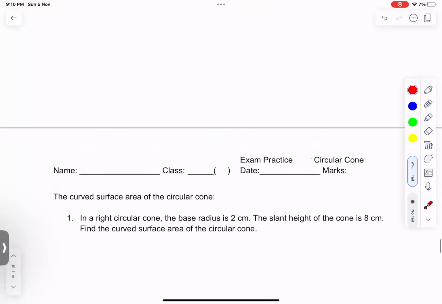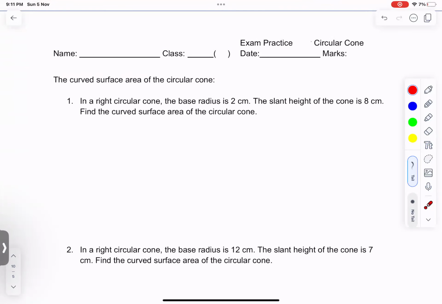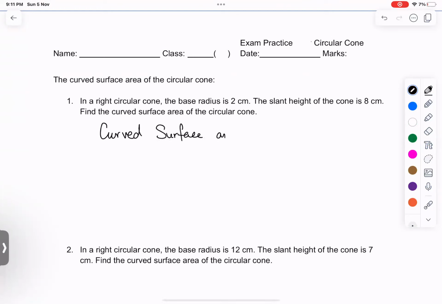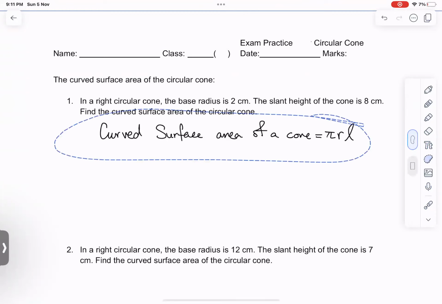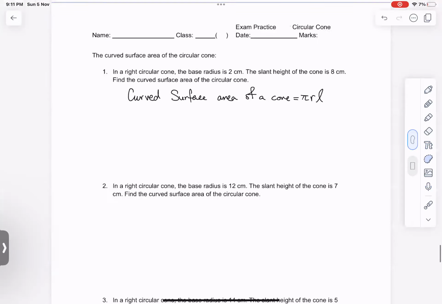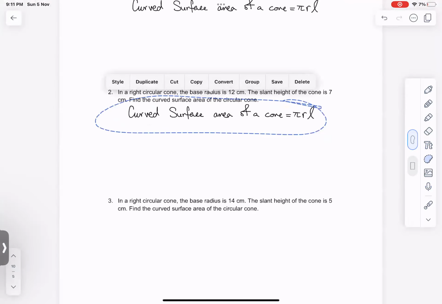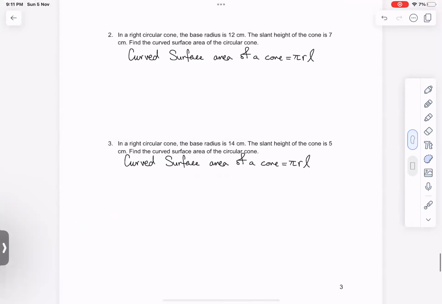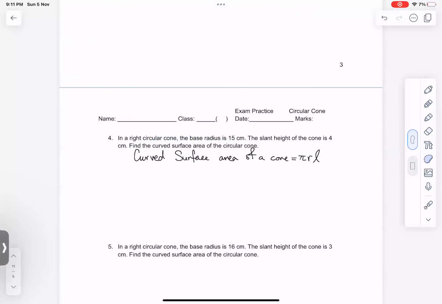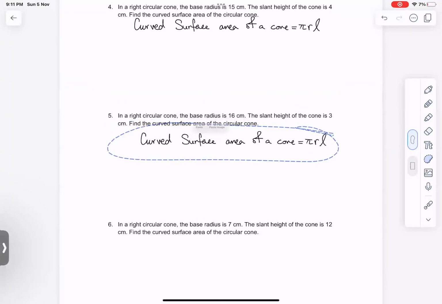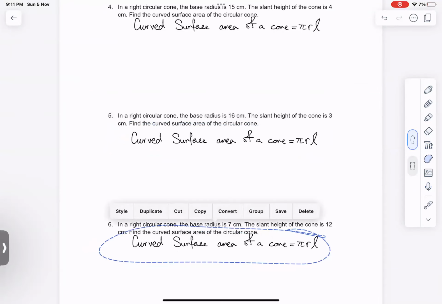Of course, practice makes perfect. We do questions, then we will know it. So, curved surface area of a cone is pi r L. L is the slant height, r is the radius. And because the next few questions are asking the same thing, let me just write, copy, paste first, because I'm a very lazy person, right?